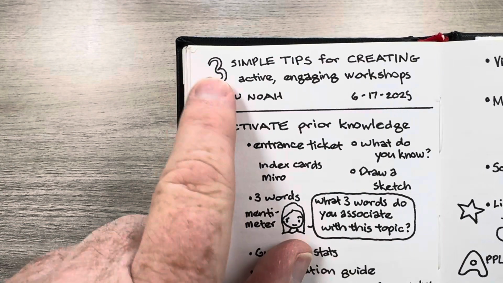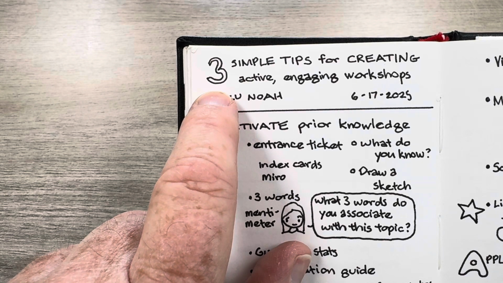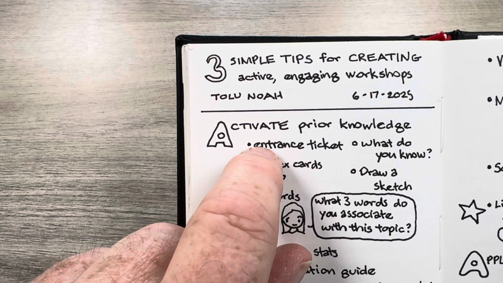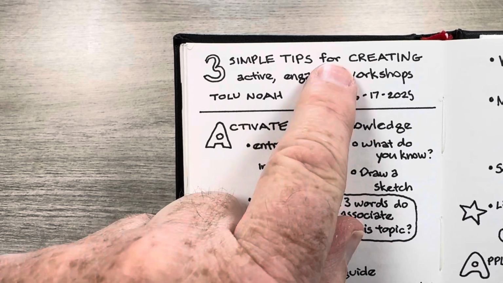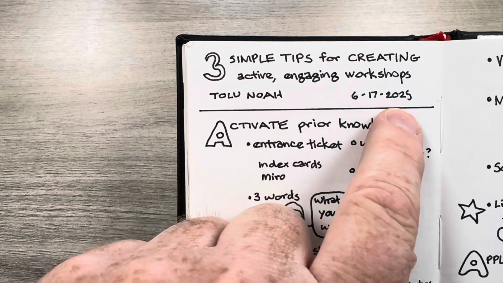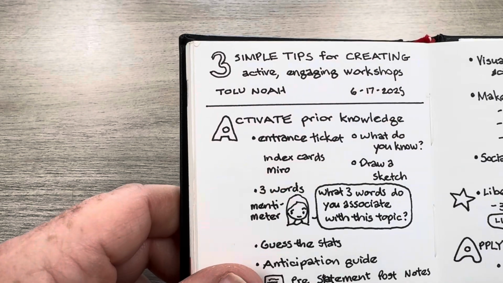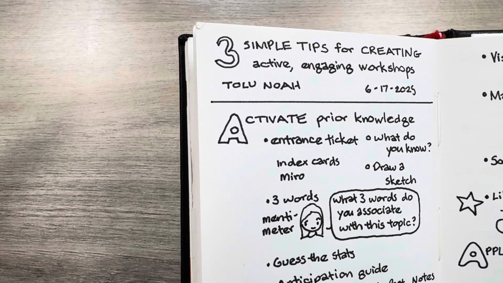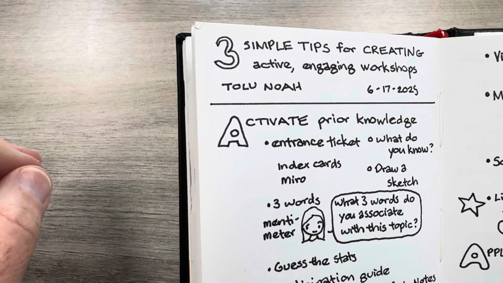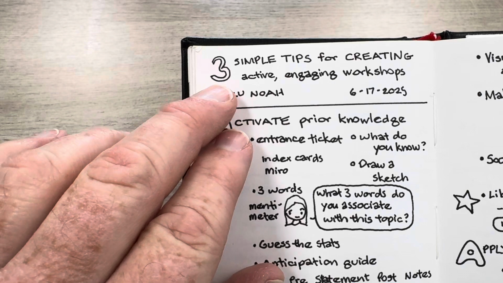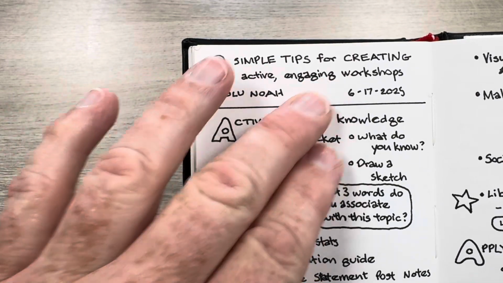So you can see in the title, since it's 3 simple tips, I emphasize that with a large 3. In all of my notes, I try to put the title, the presenter's name, Tolu Noah, and the date. I like it when presenters say, I'm going to give you 5 tips on how to do something, or I'm going to show you 3 ways to do something. So in this example, even from the title, you can see that it's 3 simple tips.